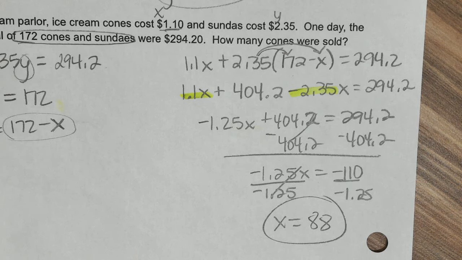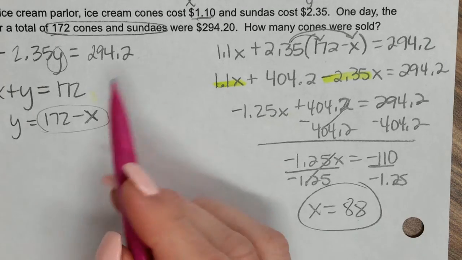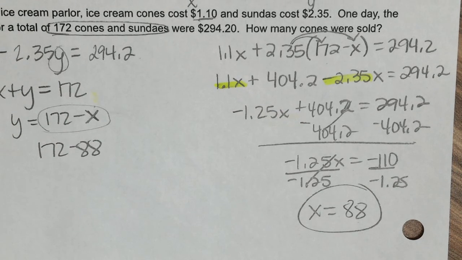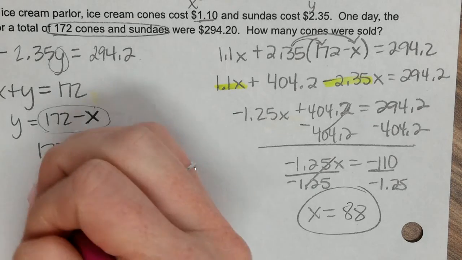Am I done? I solved for x. You have to solve for y. Now I got to go solve for y by plugging 88 in for x. So I'm just doing 172 minus 88, which is 84.